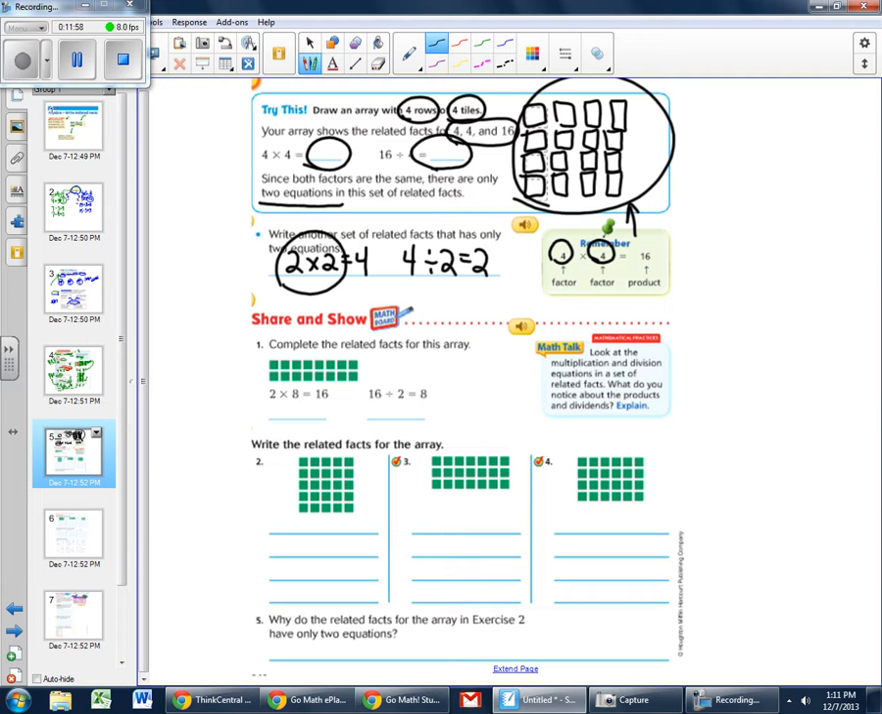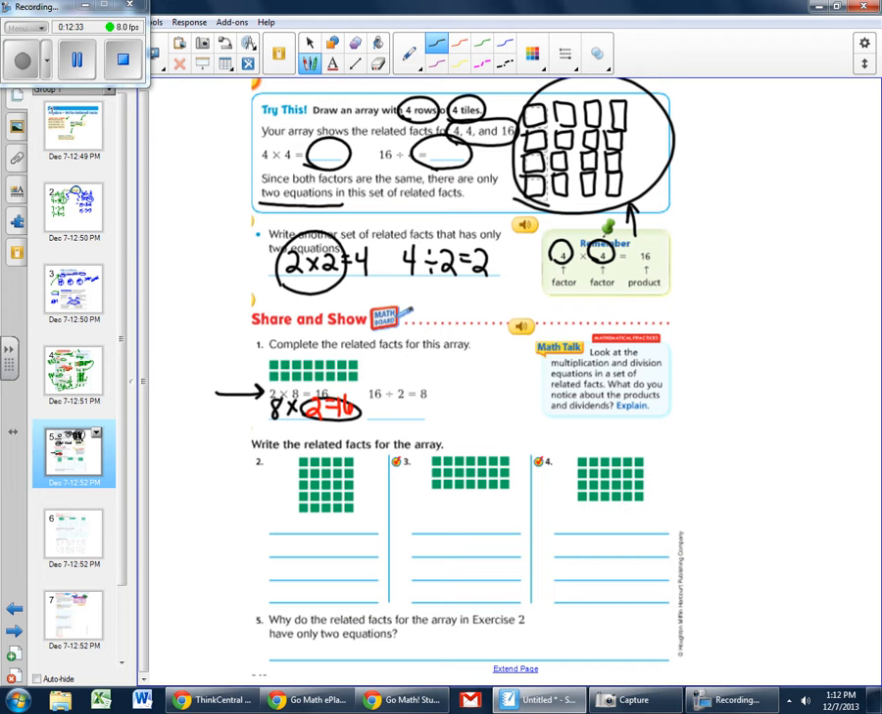Next, we're going to do share and show. Complete the related facts for this array. Okay. So it gave us one fact. 2 times 8 equals 16. If you use the related fact, you can do 8 times, and finish filling this in, please. Okay, you should have just flipped the numbers. So 2 times 8 equals 16 is the same as 8 times 2 equals 16.